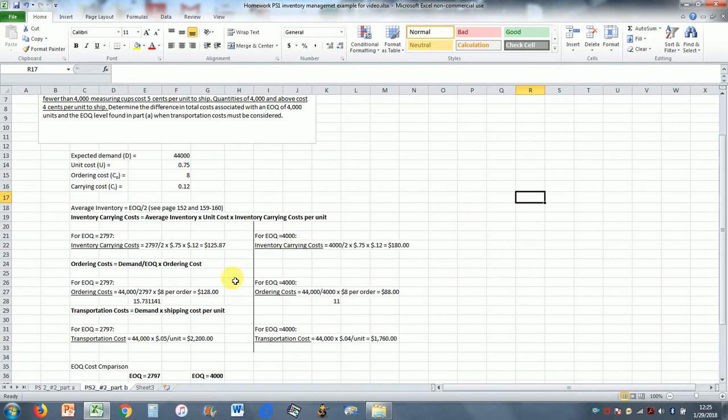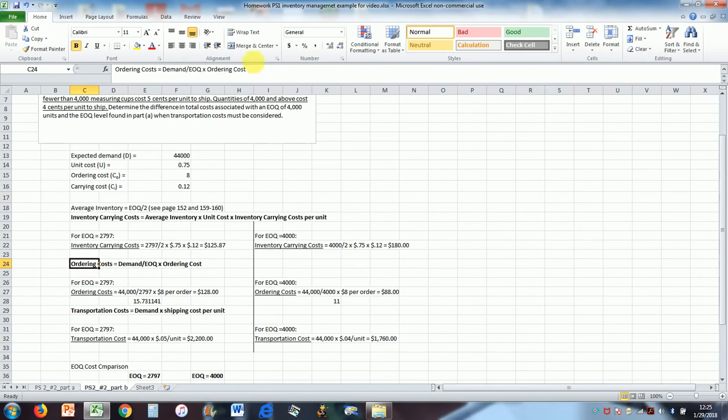Let's move on to ordering costs. And, excuse me, demand, ordering costs equals demand over the EOQ times the ordering cost itself. All right. This is probably better if I say ordering cost per unit or per order.